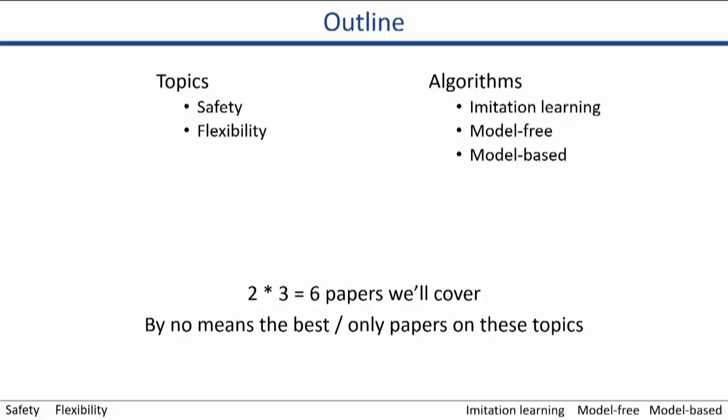Two topics, safety and flexibility, and for each of those, I'm going to go through 3 different papers, one focusing on imitation learning, one focusing on model-free methods, and one on model-based. So you can see how each of these ideas can get pushed into each of the topics that we've covered in this class. You can think of homework 1, homework 2/3, homework 4. These would be things that you could just add on top of them.